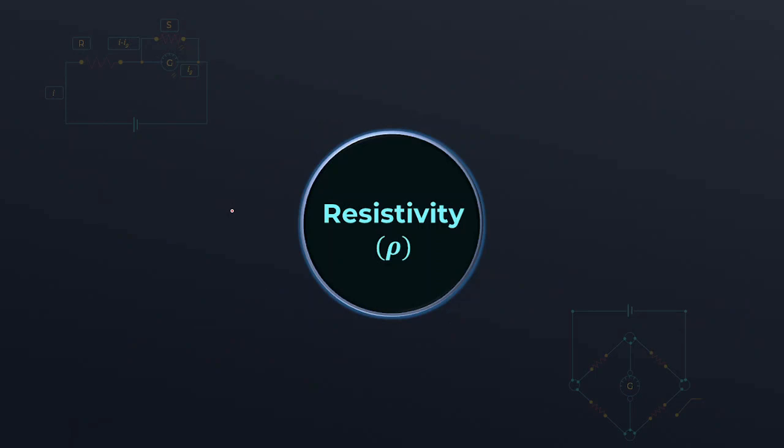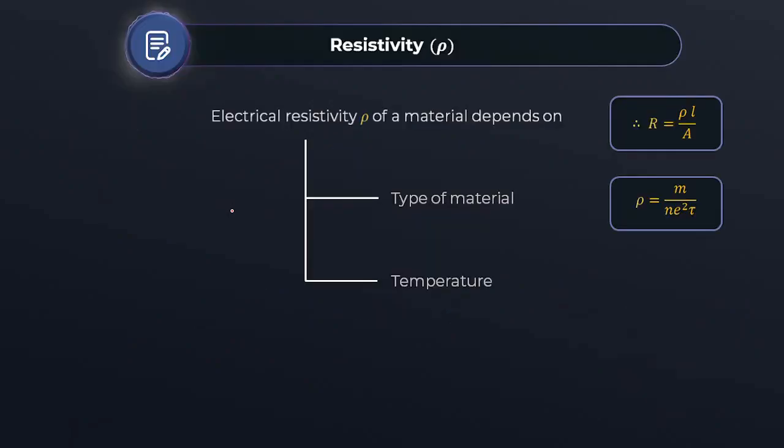Next is now resistivity. We know resistance is rho L by A, and resistivity is mass of the electron divided by N e square tau. Now if we change the temperature, then the drift velocity of the particle will change, or the number of collisions will increase, so tau will decrease. Yes or no? So electric resistivity rho of the material depends on the type of the material and temperature.